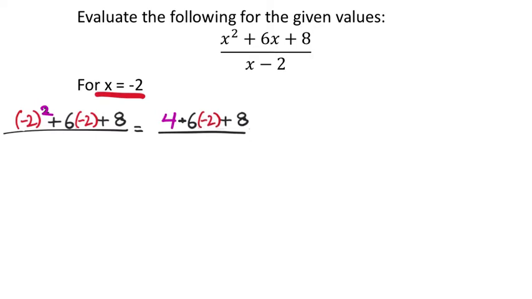So there's exponents. Well, then there's multiplication between the 6 and the negative 2. So let's go and do that one. 6 times negative 2 would be negative 12. So now I've got 4 plus negative 12 plus 8.